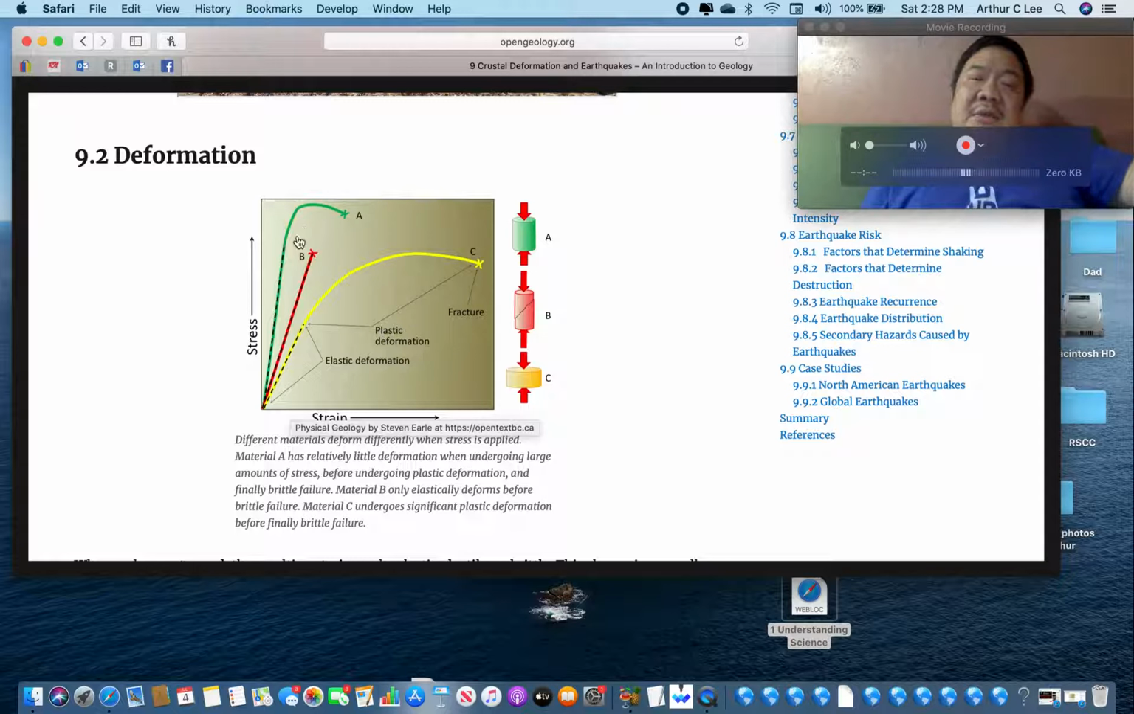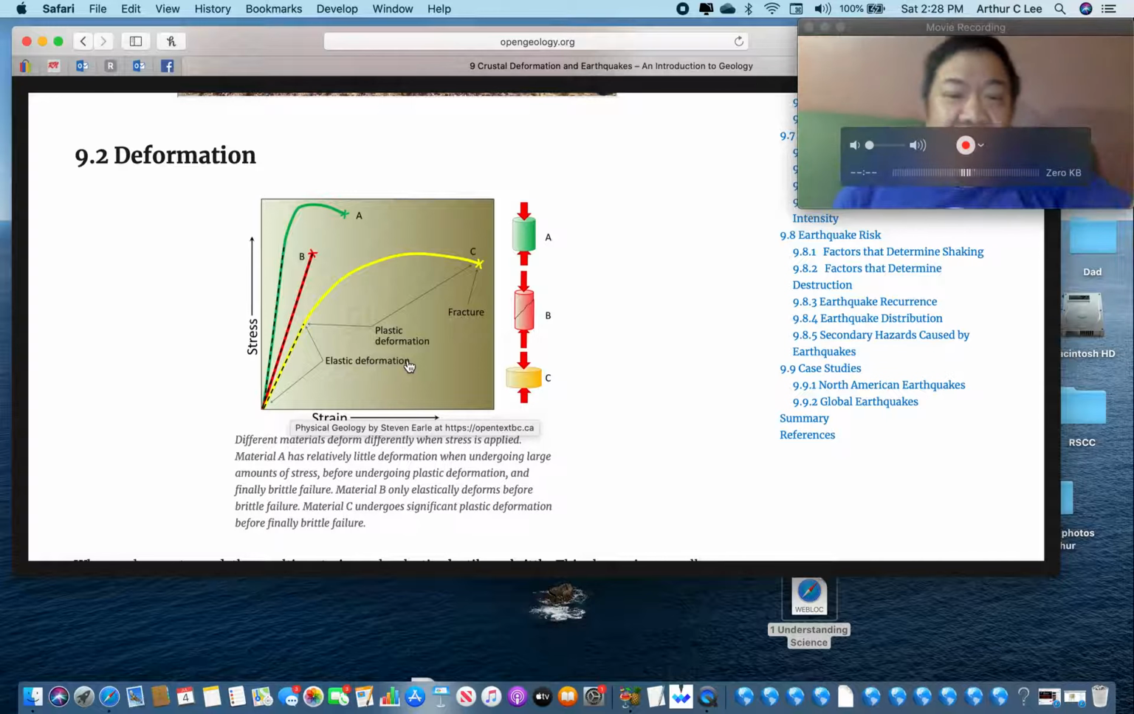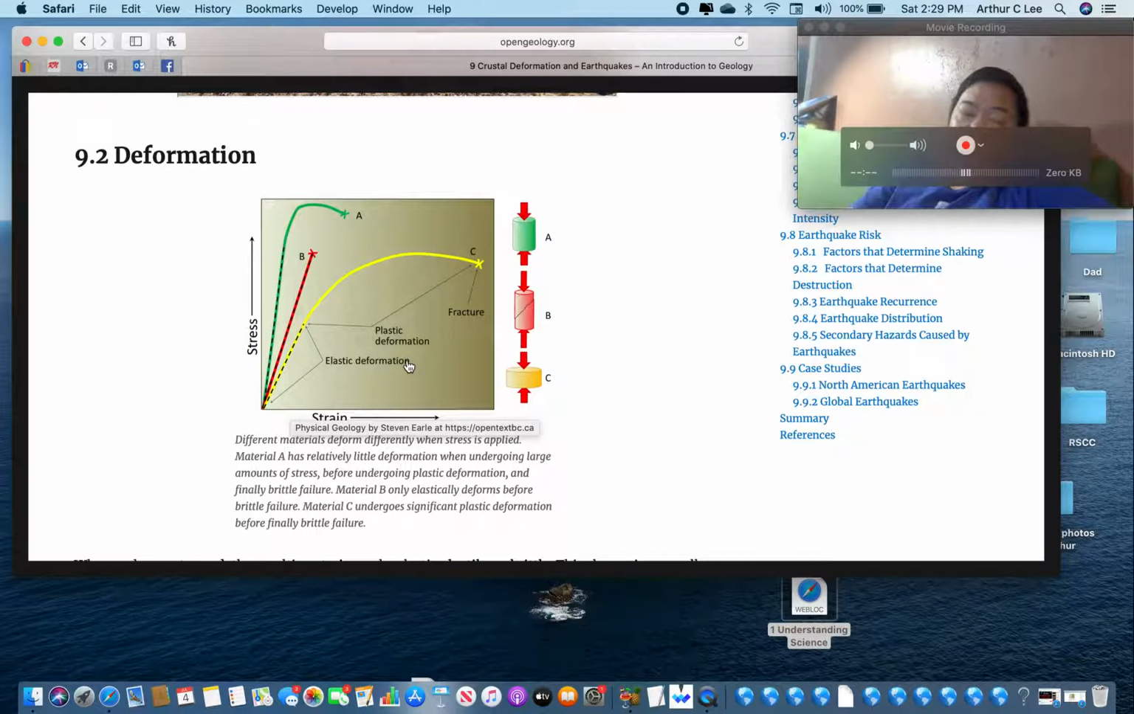Now, notice that with all 3 of these curves, they start off with straight lines in each case. So at the beginning, when you add stress to a rock, it's going to strain in a linear way. That's what we call elastic deformation. So what is elastic deformation? Well, when you first apply stress to a rock, strain will increase linearly.